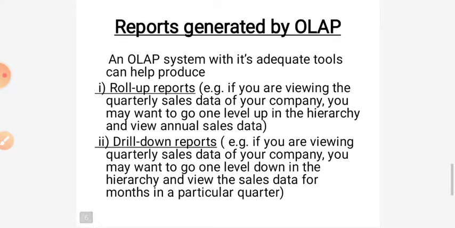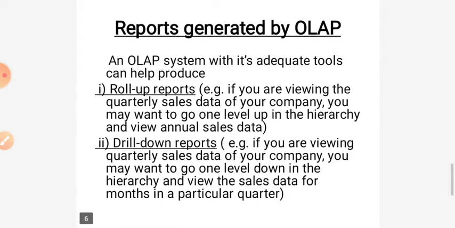Students, roll-up report means if you are using small data, you can try and know what the big data is. For example, it is the example given here. If you are viewing the quarterly sales report, quarterly means what? Sales report for 3 months. And if you want to know the sales for the 12 months, that is 1 year, you can do it, and that procedure is called roll-up reports.